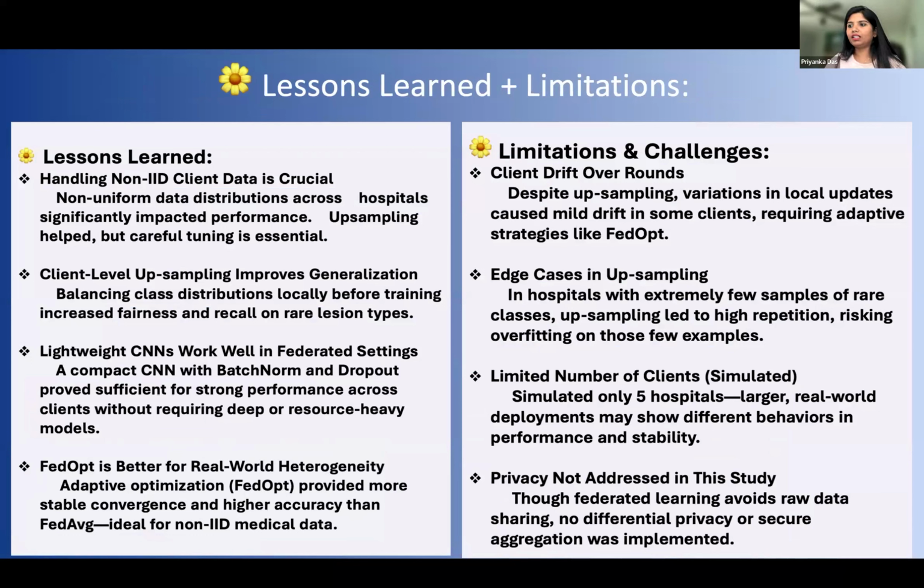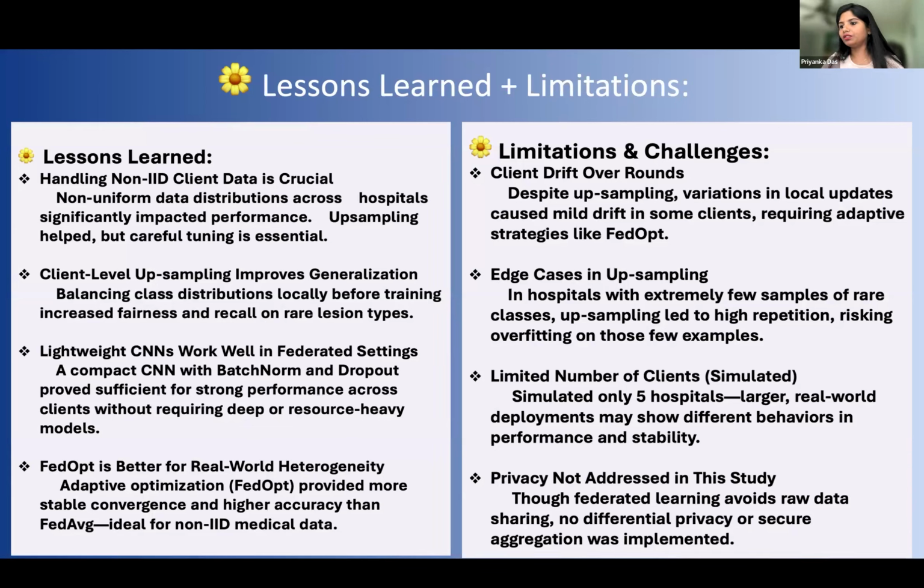Secondly, client level upsampling before training improved generalization. By locally balancing the distribution, I was able to boost fairness and recall, especially for underrepresented lesion types. Third, I observed that lightweight CNNs work surprisingly well in federated settings. The compact CNN performed effectively without requiring large resource intensive models, which is great for low resource edge services.